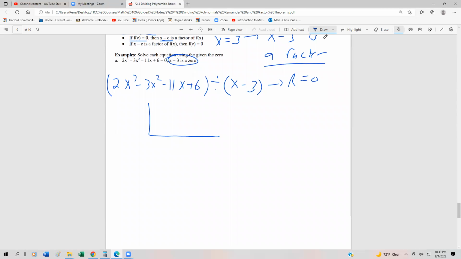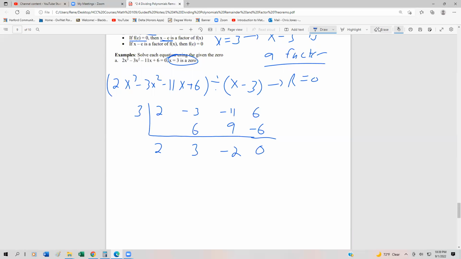So let's do so. I'm going to stick the 3 on the outside, 2, -3, -11, and 6, and we're just going to divide this out. So we drop down the 2. 3 times 2 is 6. -3 and 6 is 3. 3 times 3 is 9. We drop down a -2. 3 times -2 is -6, and we have a remainder of 0.